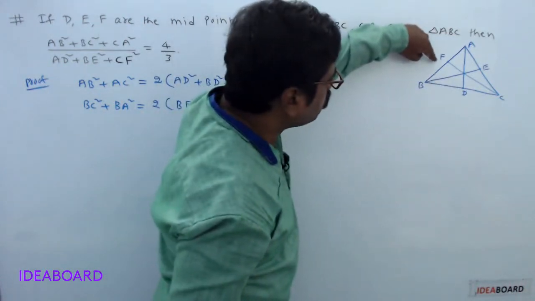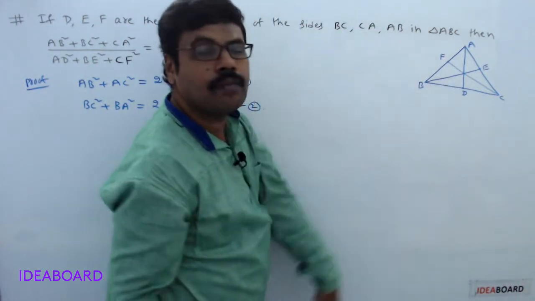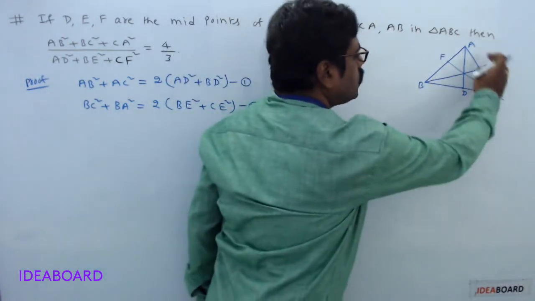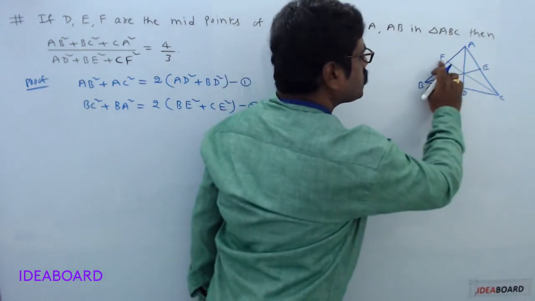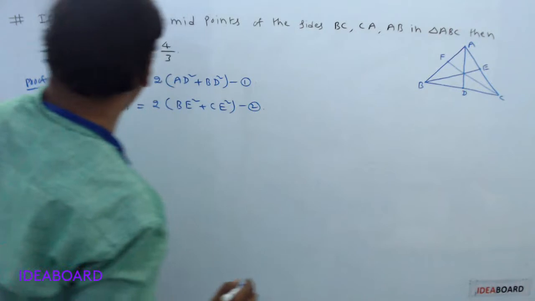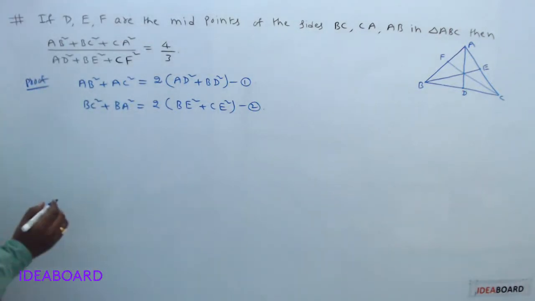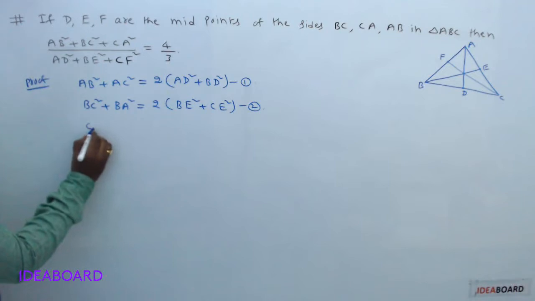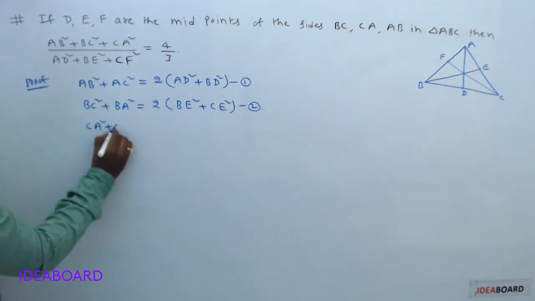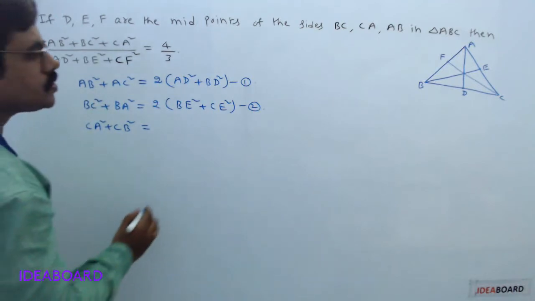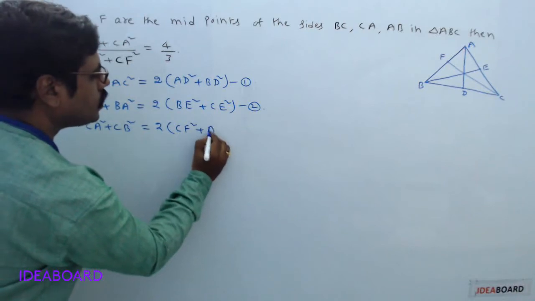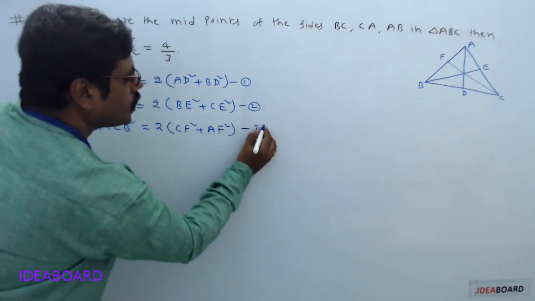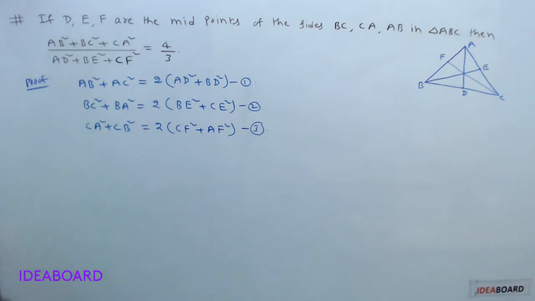Once again, if F is the midpoint of the side AB, then CA square plus CB square equals 2 into (CF square plus AF square). So that is CA square plus CB square equals 2 into (CF square plus AF square). Call it equation 3. Now add the equations 1, 2 and 3.